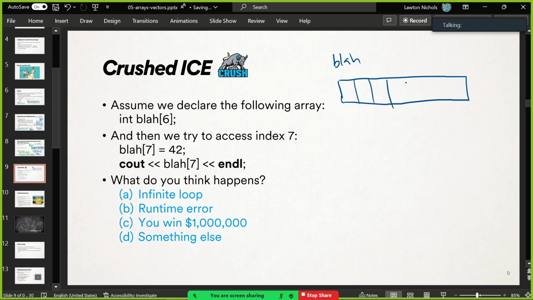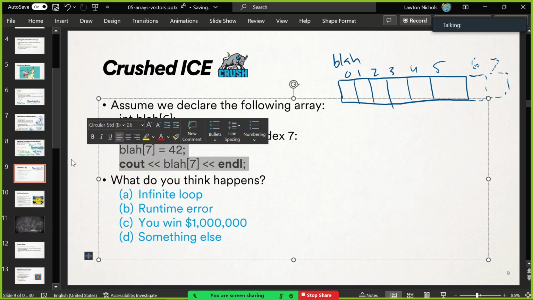0, 1, 2. So it's got 6 elements, indices 0, 1, 2, 3, 4, and 5. And let's say that I tried to do this. I tried to access index 7 of blah, right? So first of all, index 6 doesn't even exist, and I'm trying to go to 7. So these are like ghost indices, don't really exist in the array. What do you think happens?